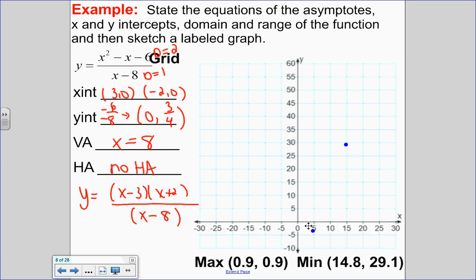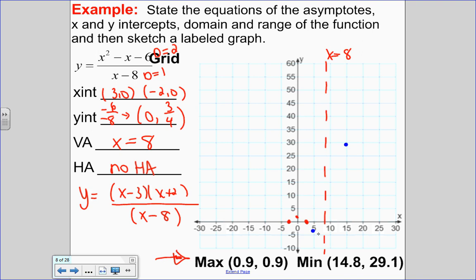We already know I have an x-intercept at 3, I have another one at -2. I have a y-intercept at (0, 3/4), so right about there. I have a vertical asymptote at 8. That's the only vertical asymptote, and no horizontal asymptote. So my graph has two sections. And because it's not bounded by a horizontal asymptote, I'm going to expect to see the graph in both sides, and I can see from my points, my max and my min, which I did use my calculator to figure out, I know what the graph is going to look like.